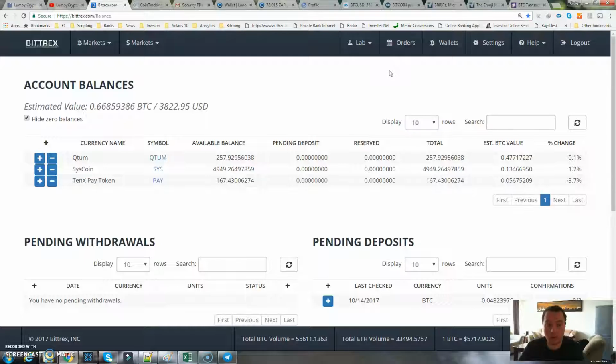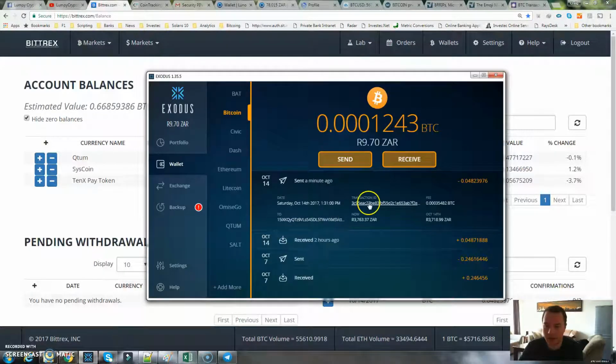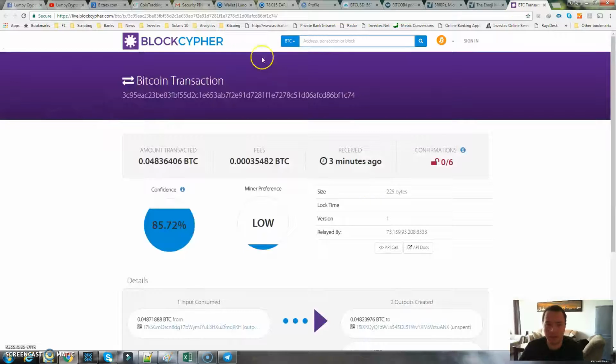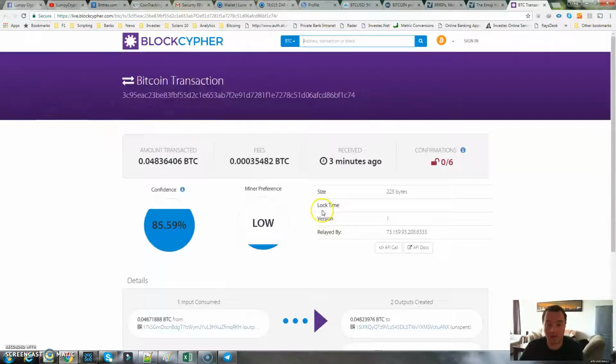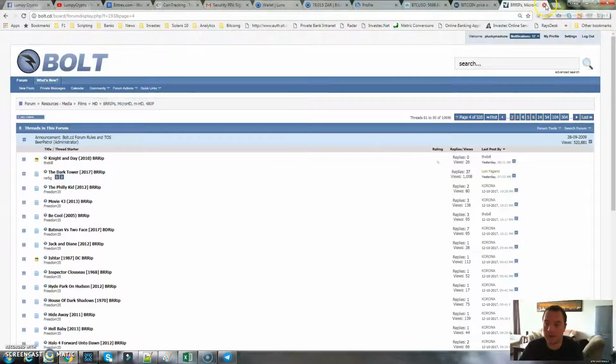Alright, so now we're on Bittrex. Just giving it some time. On the actual Exodus wallet, I clicked on the transaction ID, which is just taking me through to the blockchain to tell you how far it's going along. There's the amount, there's the transfer to the wallet, and there is the fee that it's going to go through to.